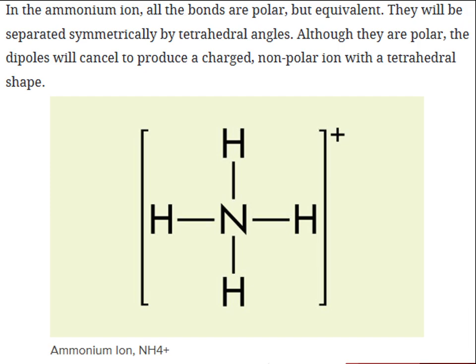Now, to move on to the ammonium ion, all of the bonds are polar, but equivalent. They will be separated symmetrically by tetrahedral angles. Although they are all polar, the dipoles will cancel to produce a charged, nonpolar ion with a tetrahedral shape.